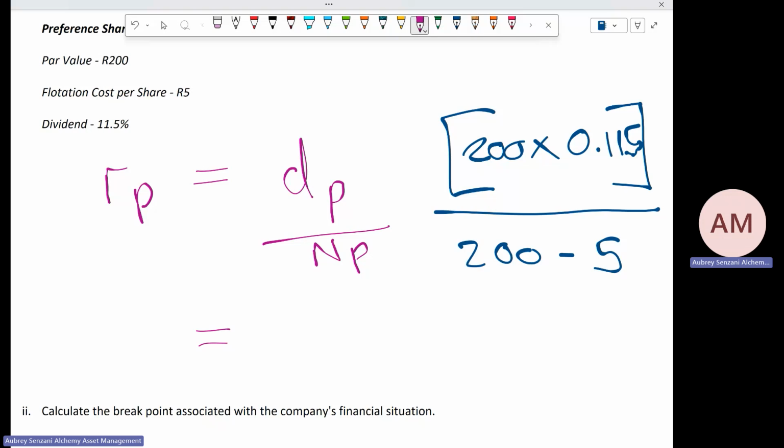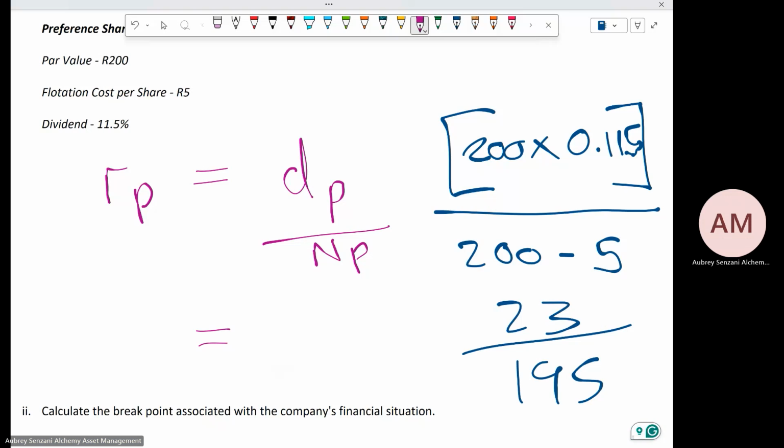Okay, so let's just see. They didn't remove anything. Yeah, those are the small things that you need to make sure of. So 23 divided by 195, isn't it? And what do we get? What's our final answer? That is a relevant question. Let me investigate, and then I'll get back to you.